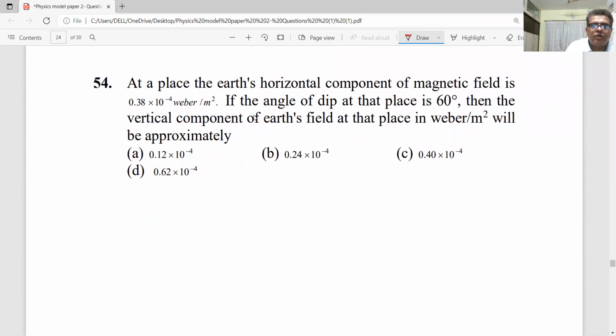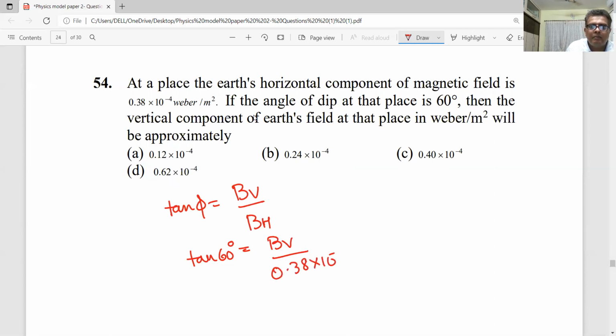At a place, the Earth's horizontal component of the magnetic field is 0.38 into 10 power minus 4 Weber per meter square. If the angle of dip at that place is 60 degrees, find the vertical component at that place. This is a direct problem based on terrestrial magnetism. Tan phi is equal to the vertical component divided by the horizontal component. So tan 60 degrees is equal to BV, which we do not know, divided by BH, the horizontal component, 0.38 into 10 power minus 4. So what is the value of BV?